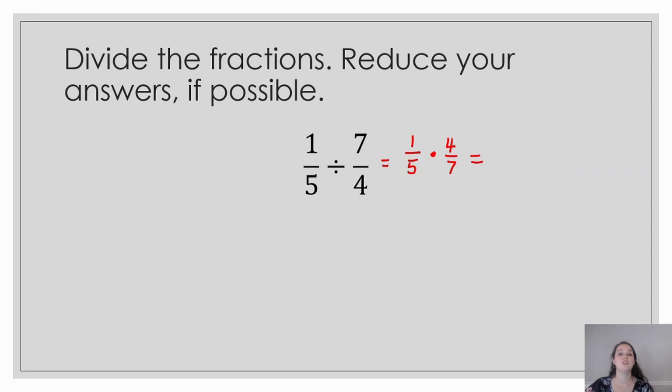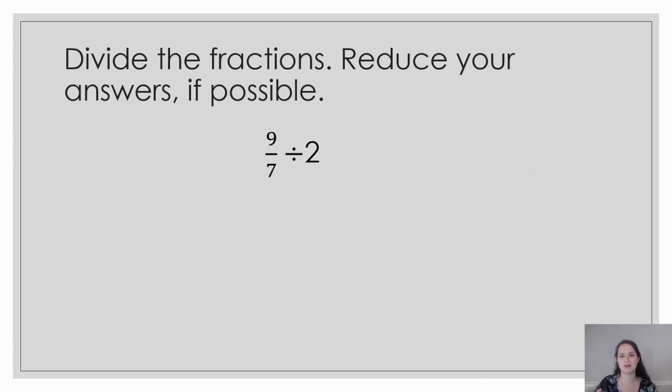Alright, and then we just multiply the numerators. 1 times 4, 4. And then multiply your denominator. 7 times 5, 35. Alright, think, is there anything you can simplify? Can you reduce anything out of that? You can't. So we're done. That's all. So dividing fractions is not hard: if you can multiply fractions, you can divide fractions.